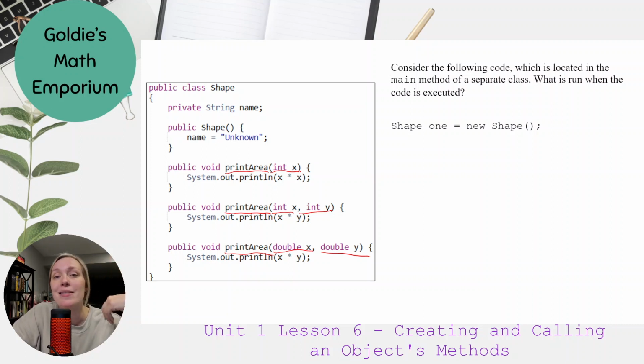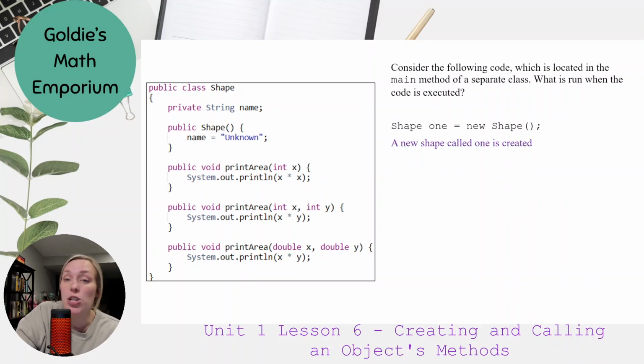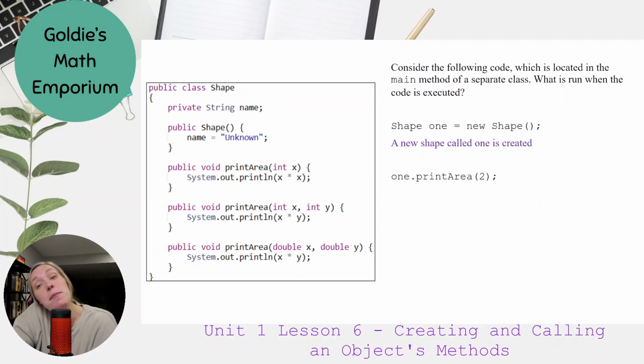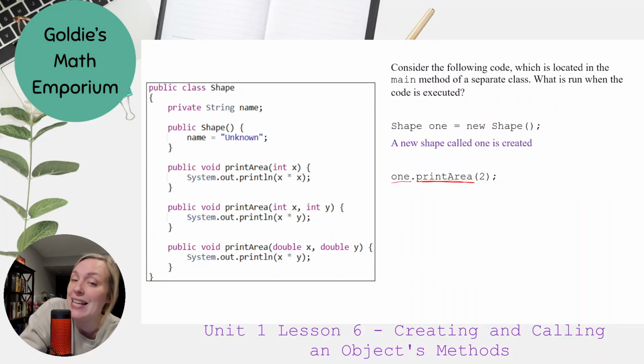Good to go. Now, this code is going to be located in a method outside of a separate class, and I want to know what is run when the code is executed. So here I have shape1 equals new Shape. So shape1 is going to be the reference to a Shape, and a new Shape called shape1 is created. Here I have a method call, shape1.printArea(2). So I'm saying, okay, my reference is shape1, find the printArea in Shape and pass it a 2. So which printArea is it going to use?